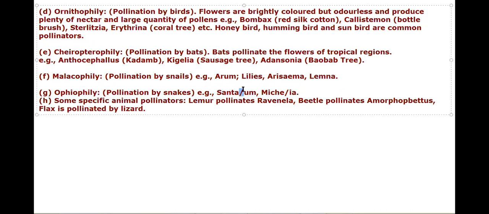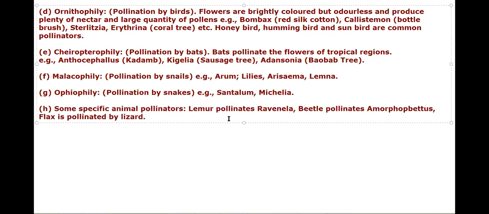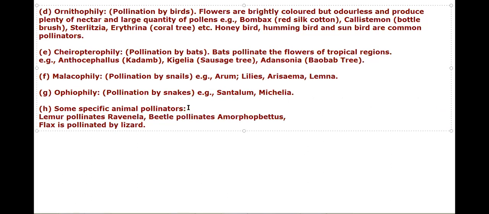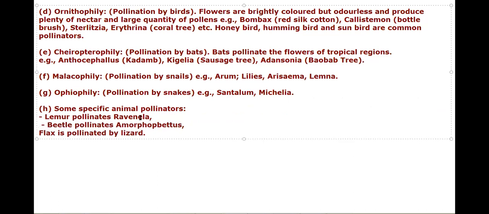Okay, Santalum. As they say, even when a snake coils around sandalwood, the sandalwood does not give up its quality. So that dialogue is actually from this. What does the snake do in the sandalwood plant? It pollinates it. So this is Santalum. Michelia is another beautiful plant. Some specific animal pollinators: lemur pollinates Ravenala. Beetles pollinate Amorphophallus. And flax is pollinated by lizards.